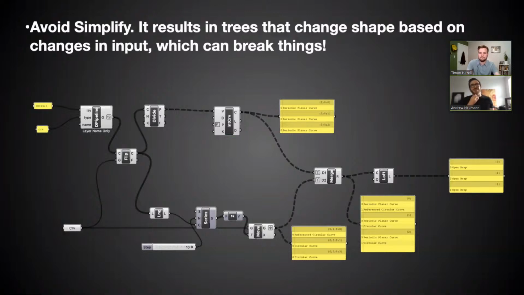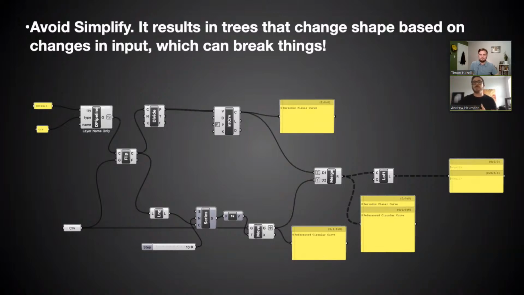The next one that I rant and rave about is simplify. The reason I hate simplify is because it results in trees that can change shape based on the changes in input, which can break things. So here's an example, and I'll actually show this one live, I think, in a second. These routines are identical. You get a loft out of this sort of input here.